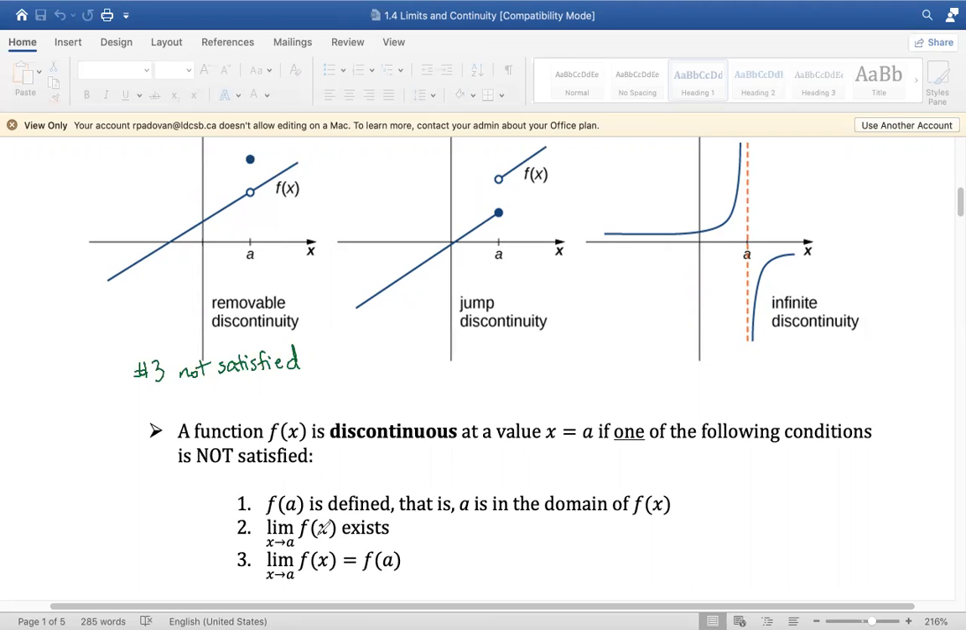Now let's approach from the left and let's approach from the right to see if the limit exists. If I'm approaching from the left, I'm nearing this y value. If I'm approaching the function from the right, I'm nearing this y value. So again, my y values would be different here, so my limit does not exist. So in this case, it's number 2. If one of them fails, I wouldn't even bother looking at the third, because you only need one of the conditions to not be true for it to be discontinuous.